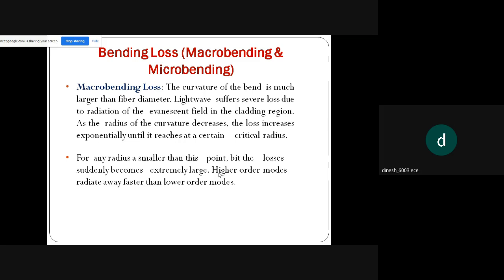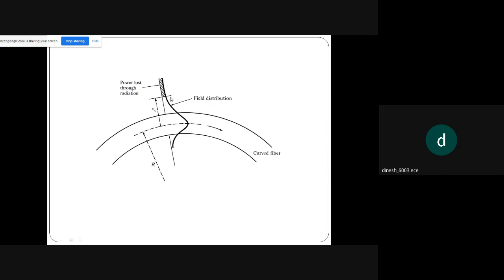Macro bending occurs as in this example. This is your fiber, and this is the radius of curvature, capital R. We have a field distribution of the optical wave moving along this curved fiber. Here, this is the power being lost. You might be asking, if it is bending, how will power be lost?